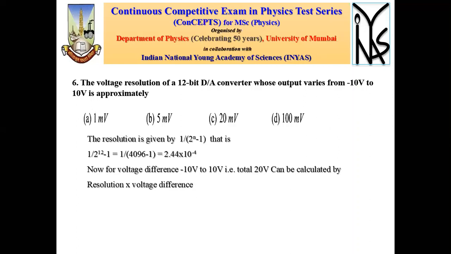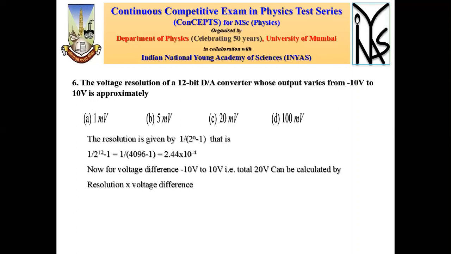The minus 1 is there because the lowest output is 0. So that 0 we have to rule out, and therefore that one output value we have to subtract. Out of 4096 states, the lowest state is the 0th one, and that's why we get the final answer 1 upon 4095, that is equal to 2.44 into 10 raised to minus 4. That is the resolution given by this 12-bit D2A converter in terms of voltages.